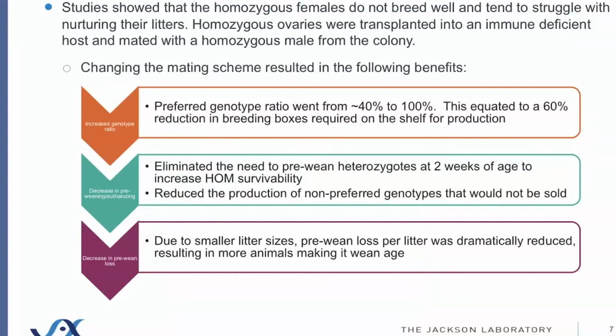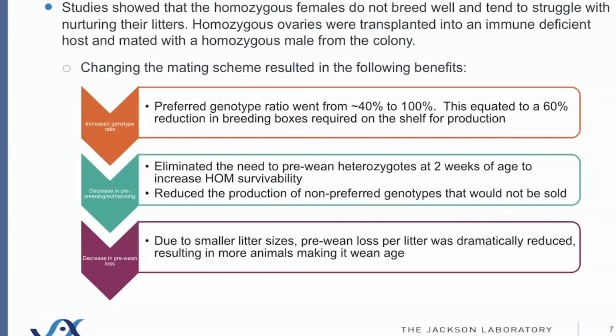So you would think to yourself, well, why not just breed hom female by hom male? That would solve all of your problems. Well, we tried that, and we found that the homozygous females do not breed well, and they tend to struggle with nurturing their litters. So we used the homozygous ovaries and transplanted them into an immune-deficient host and mated them back to a homozygous male from the colony.